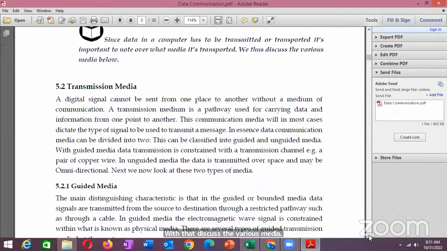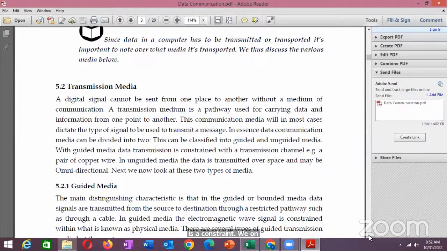A digital signal cannot be sent from one place to another without a communication media. A transmission media is a pathway used for carrying data and information from one point to another. This communication media will, in most cases, dictate the type of signal used to transmit a message. In essence, data communication media can be divided into two. This can be classified into guided and unguided media. With guided media, data transmission is constrained within a transmission channel, e.g.